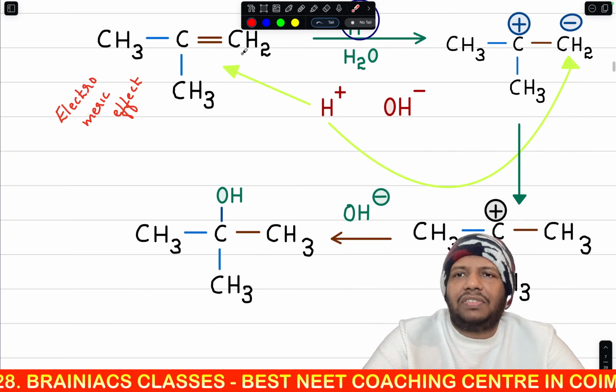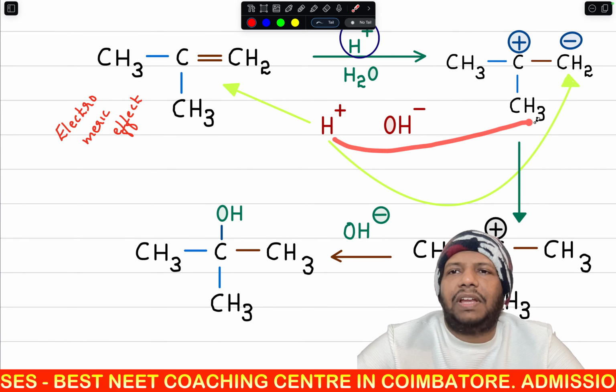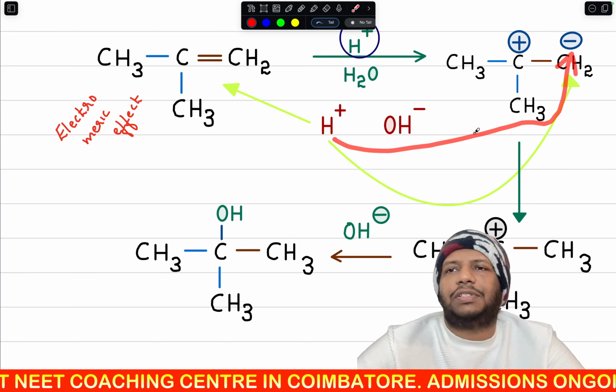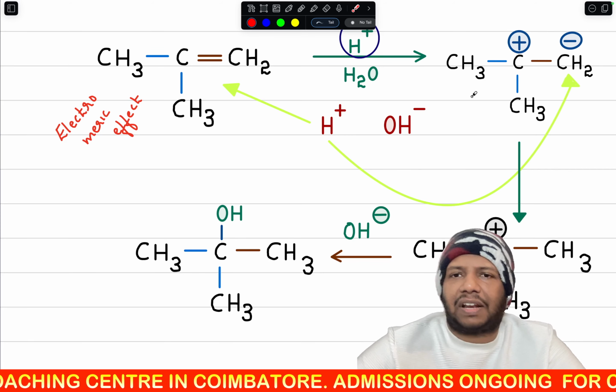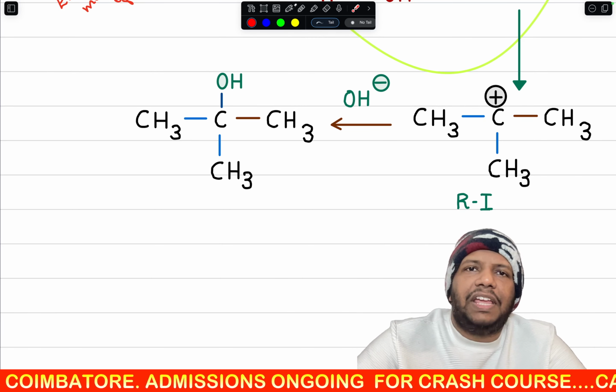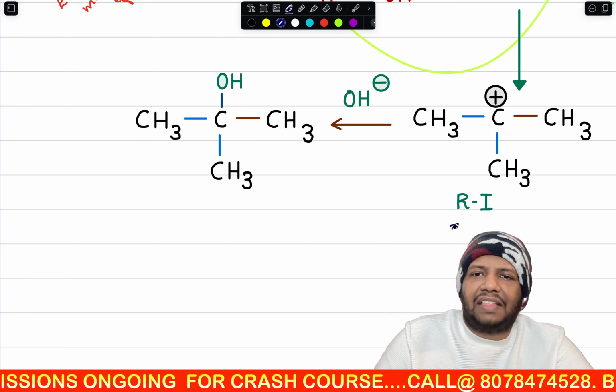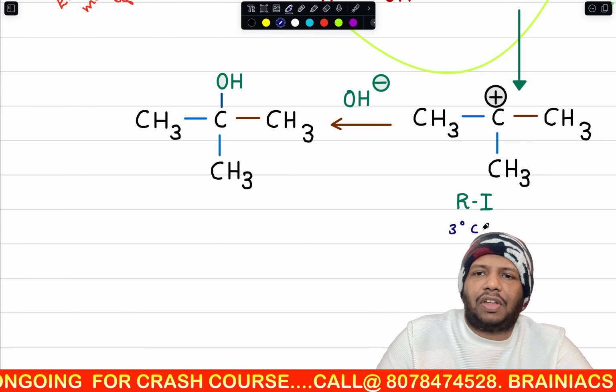Once this has happened, what will happen? Once polarization is complete, the H+ will come and attack the negative charge. Oppositely charged species attract. Now what do you get? You get the reaction intermediate. And what is the reaction intermediate? I can easily say a 3 degree carbocation.